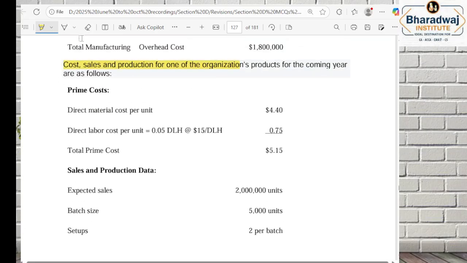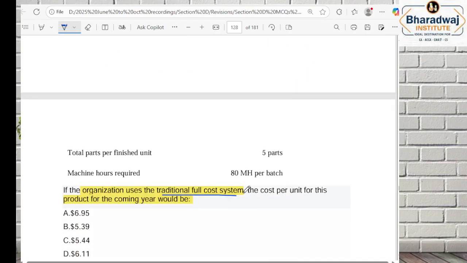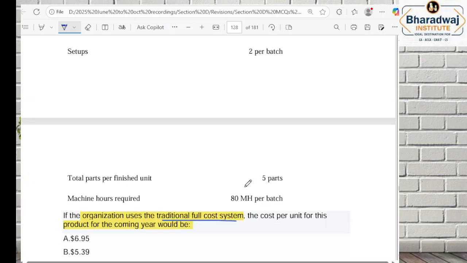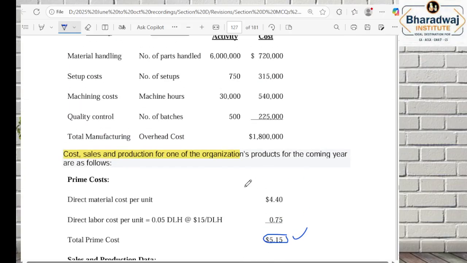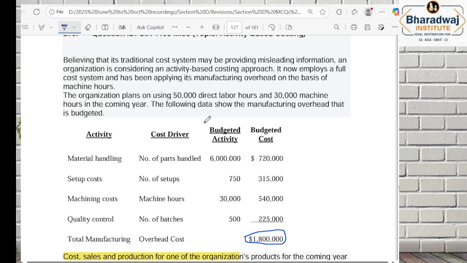So what is the prime cost? Direct labor is 5.15 per unit, as given. They are using a traditional full costing system, which means total overhead cost is divided by the number of hours. How many hours? Machine hours.